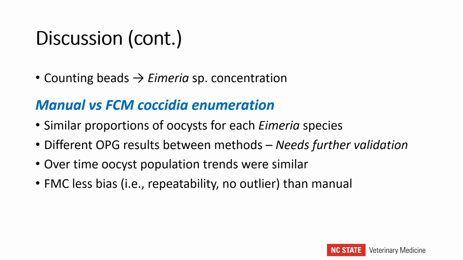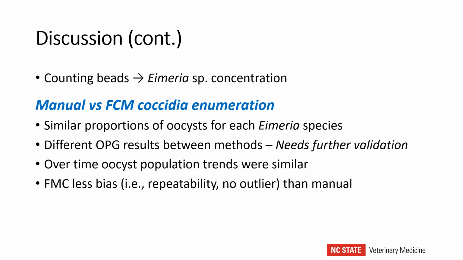Counting beads were successfully used to determine concentration of the Eimeria species. No conflict with the Eimeria populations was observed with the use of counting beads. We also demonstrated that flow cytometry is capable of simultaneous enumeration and speciation of Coccidia rapidly and objectively. Although the numbers of oocysts per gram were different by both methods, the proportions of oocysts were similar when using the flow cytometry application and the McMaster method.